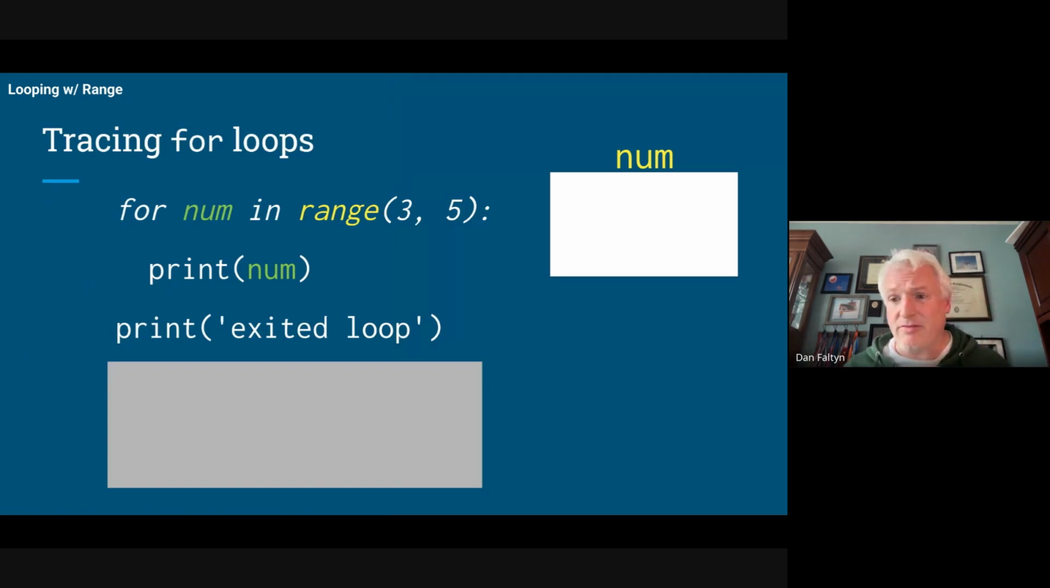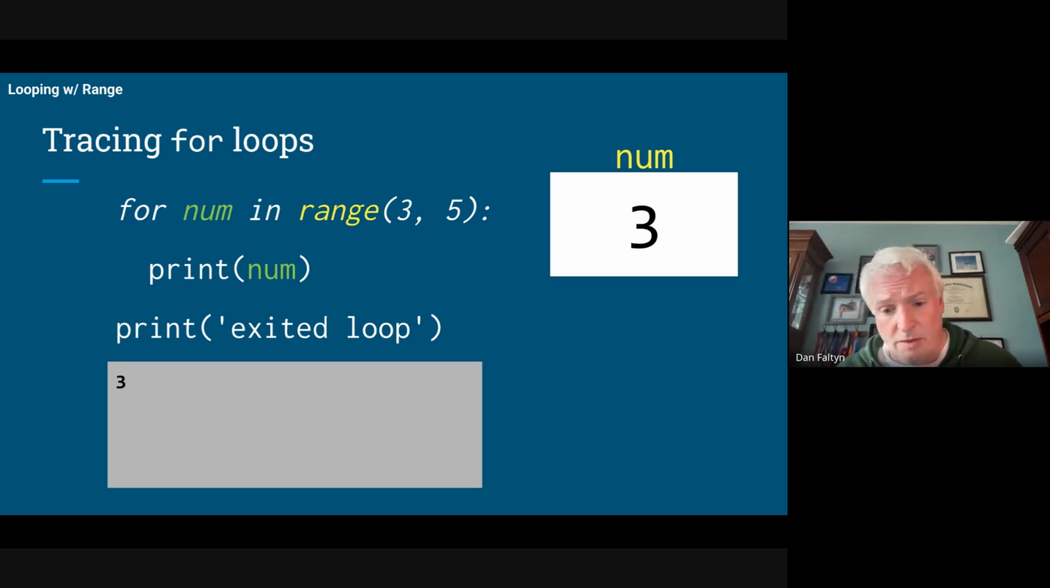Just to trace through this, like we did with the for loops in the collection, if I was to iterate over the range 3 to 5 and just print them out to the screen, the first iteration of the loop would say, okay, cool, num is going to have the value 3. That's going to print out 3.